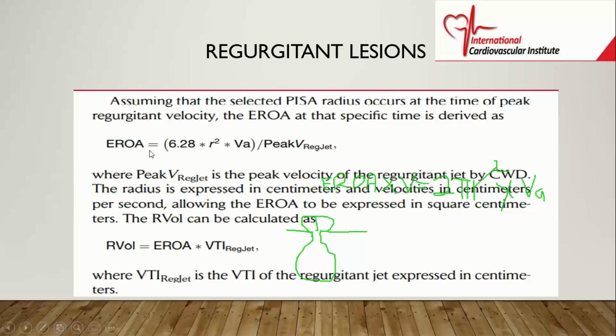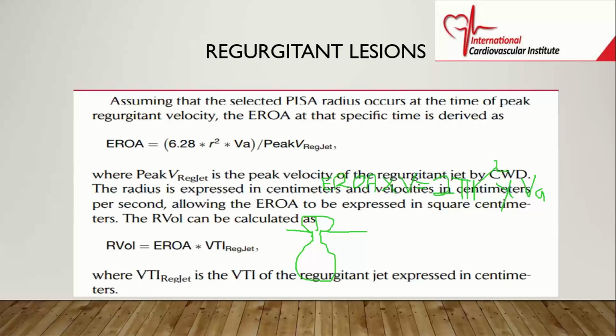So again, EROA, when you simplify it, is equal to the cross-sectional area of the hemisphere times the aliasing velocity divided by the peak regurgitant jet velocity. And then to get your regurgitant volume, the EROA that you calculate, you just multiply by the VTI and you get regurgitant volume. And if you want to get regurgitant fraction, then you divide the regurgitant volume by the volume across the valve.